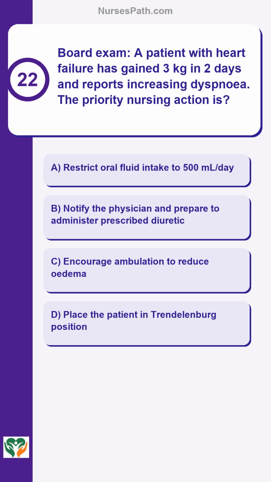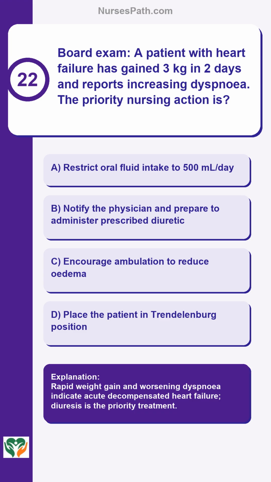Question 22. Board exam. A patient with heart failure has gained 3 kilograms in 2 days and reports increasing dyspnea. The priority nursing action is: restrict oral fluid intake to 500 milliliters per day. Notify the physician and prepare to administer prescribed diuretic. Encourage ambulation to reduce edema. Place the patient in Trendelenburg position. Rapid weight gain and worsening dyspnea indicate acute decompensated heart failure. Diuresis is the priority treatment.